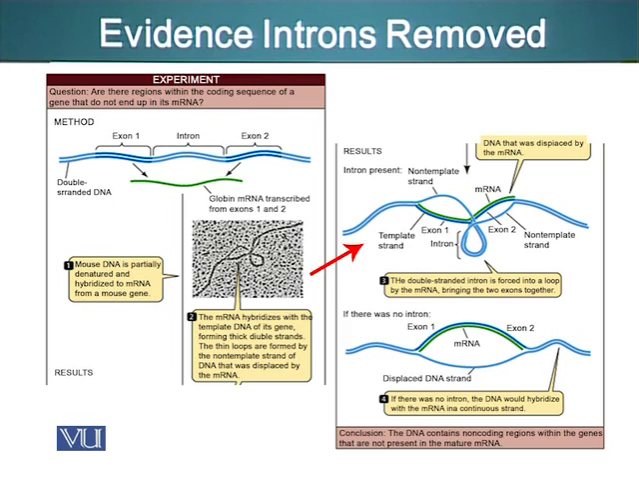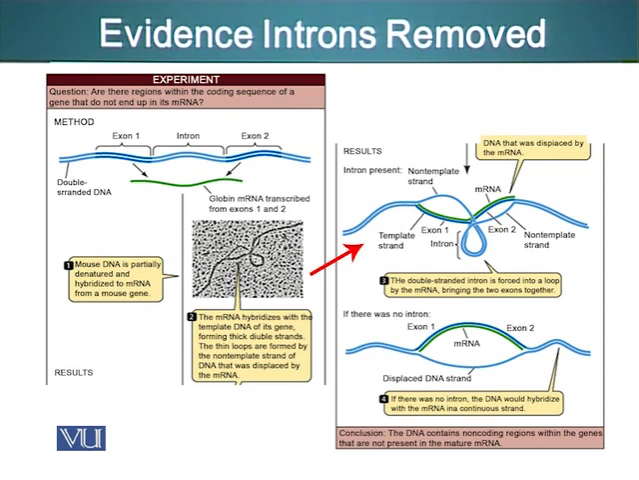When this messenger RNA hybridizes with these 2 regions, the intron regions will bulge out, and the structure would look like this. If that was not the case, if the mature messenger RNA did not have its introns removed, it would form this bubble structure.